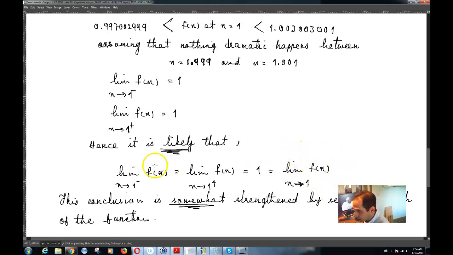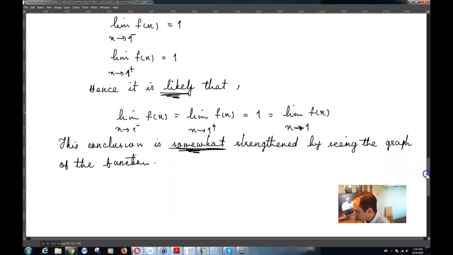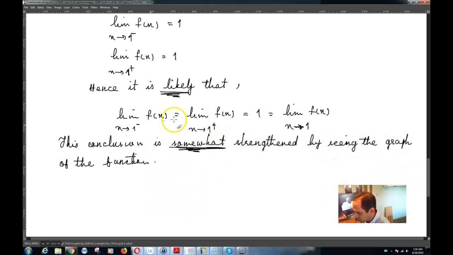And that is based on the definition of the limit. We said that if this limit exists, and if this limit exists, and if the values of both of them are one exact same number, then we call that number the limit of f of x as x tends to a, for example. And of course you need to pay attention to the word somewhat. We said that this conclusion is somewhat strengthened by seeing the graph of the function.